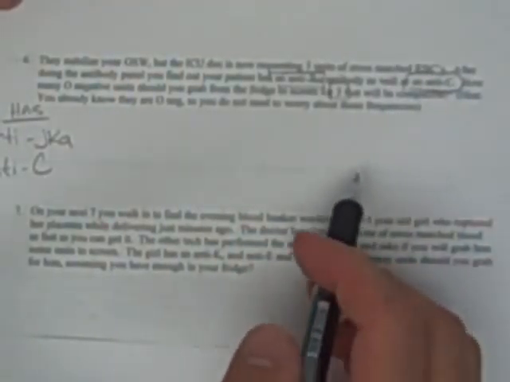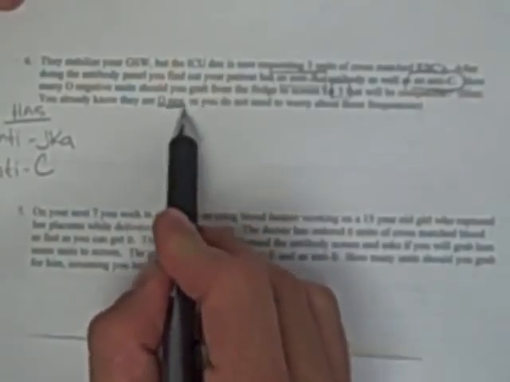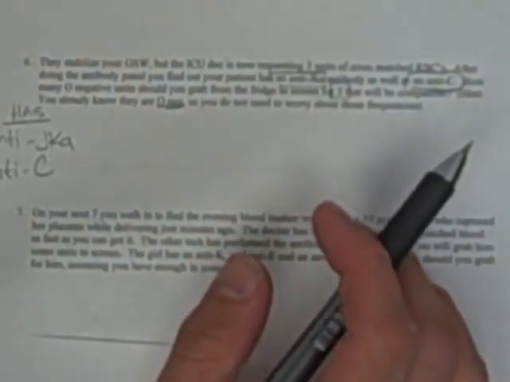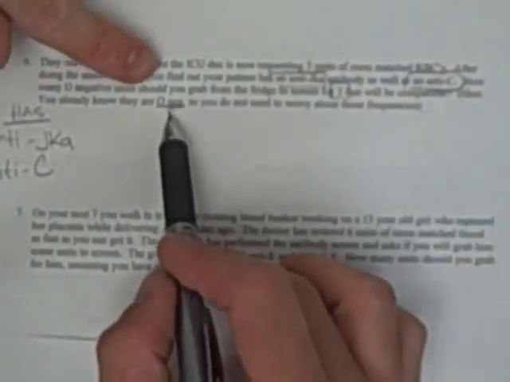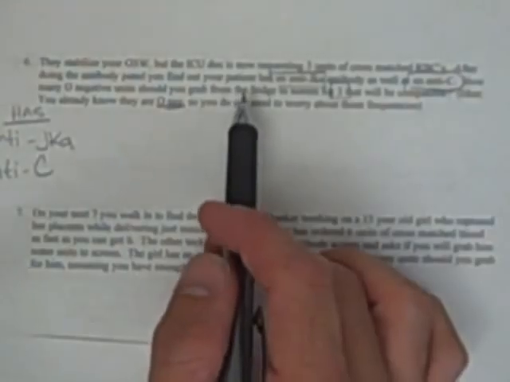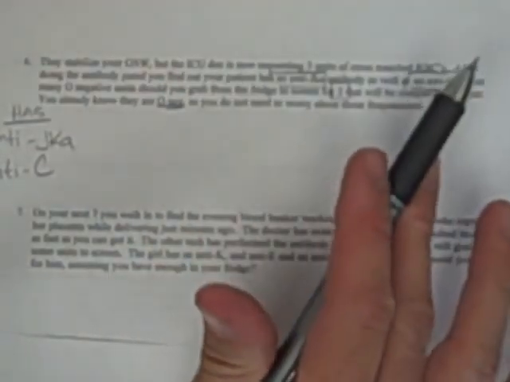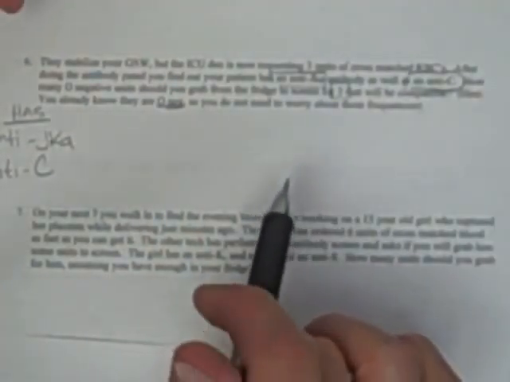So, it says after that, how many O-negative units should you grab from the fridge to screen to find 3 that will be compatible? And I gave you the hint, I don't need to worry about determining compatibility with the O-neg because that's already given to me. It's written right there on the bag. So you don't have to do any calculations for O or for Rh negative. We assume that's already known because it's written right there.